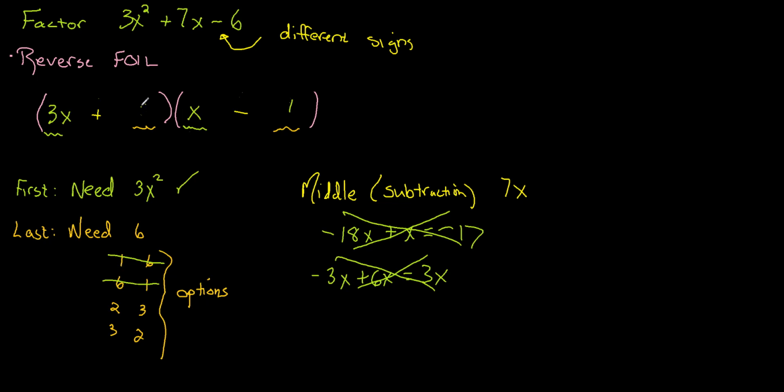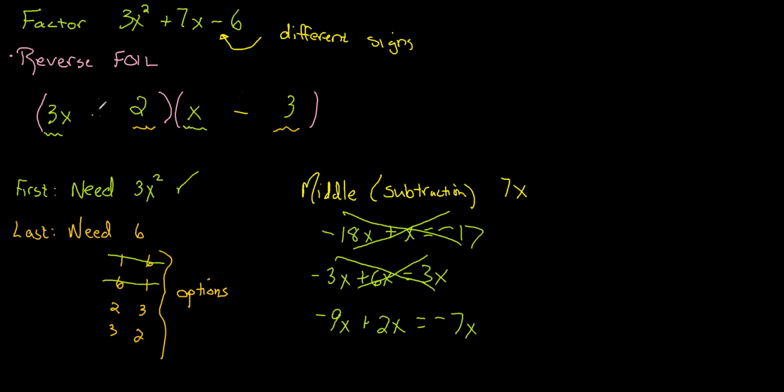I'm going to try the 2 and the 3. And this is looking actually very promising here. I might need to adjust my signs, but let's just give it a whirl. My outer terms, I've got a 3x times a negative 3. That's going to be negative 9x. And then the inners, I've got a positive 2x. That gives me negative 7x. Ooh, this is looking really good because I do have a 7x. I messed up the sign, but we can adjust that. So let's adjust it.